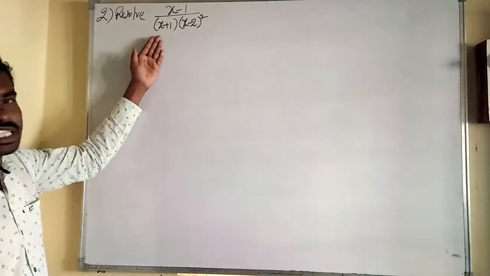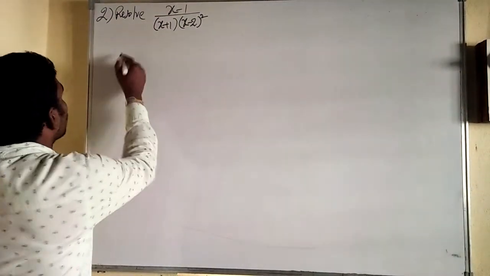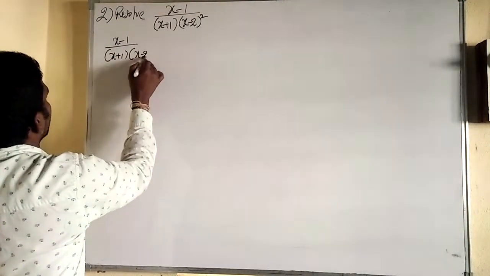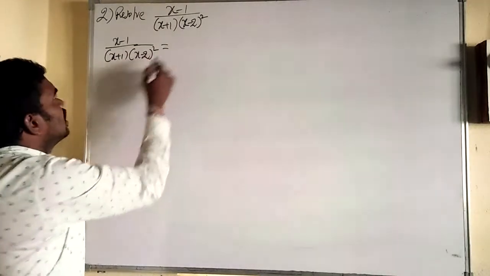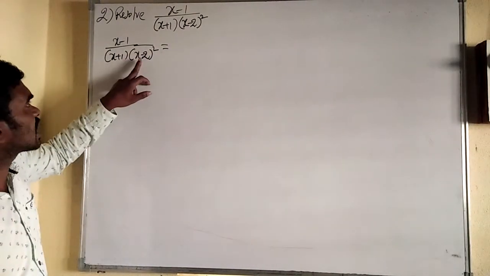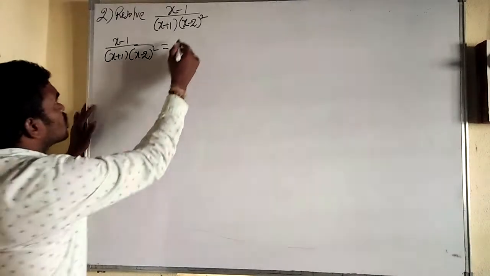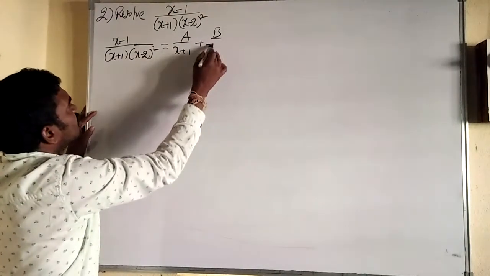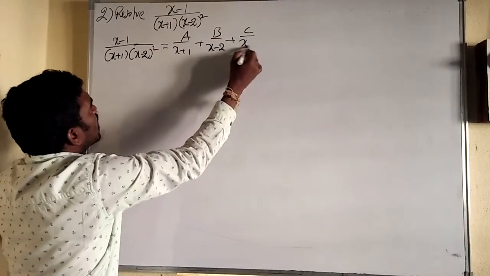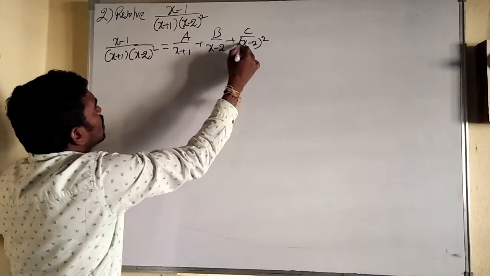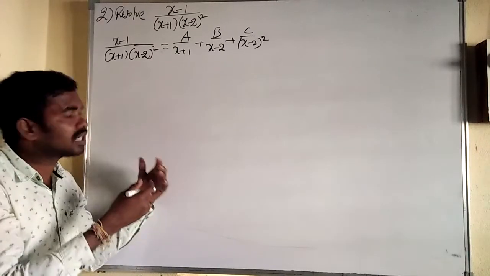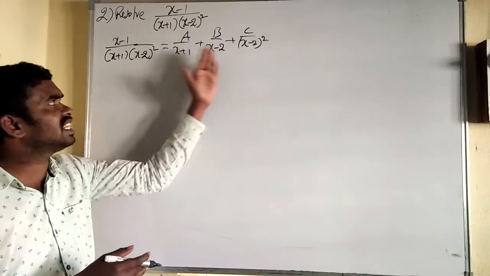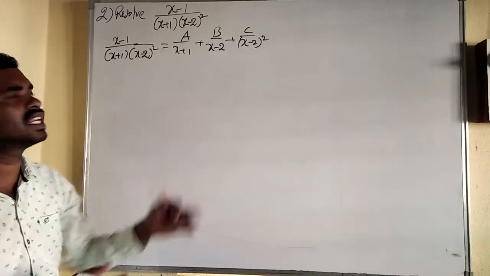Resolve (x − 1) / ((x + 1)(x − 2)²) into partial fractions. See, the first factor is linear, but the second one is also linear, though it has a square. So how can we write? First one as a/(x + 1), plus for the second one we can write b/(x − 2) plus c/(x − 2)². Just do 2-3 problems, practice, and you will understand how to write. If you write this and simplify, you can get it easily.